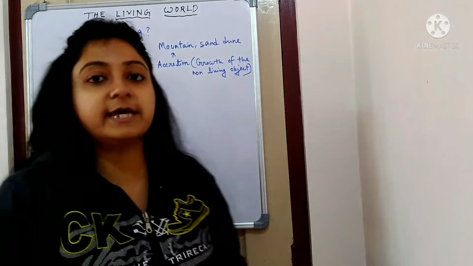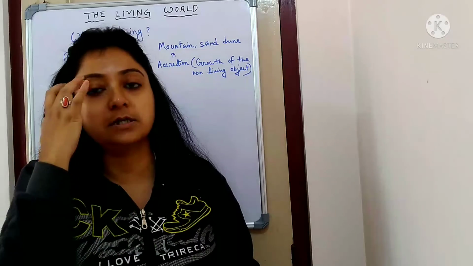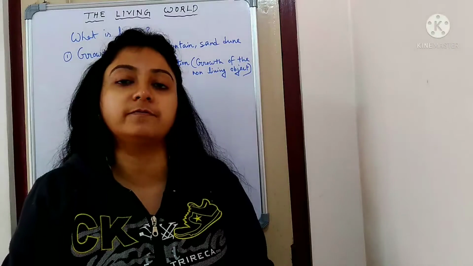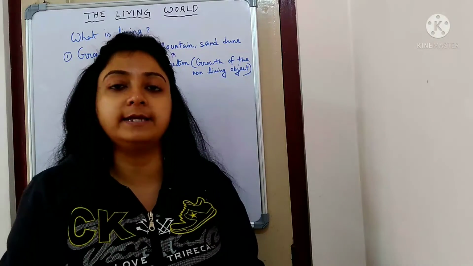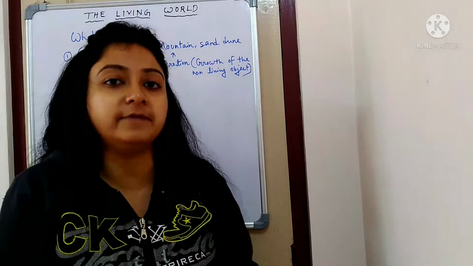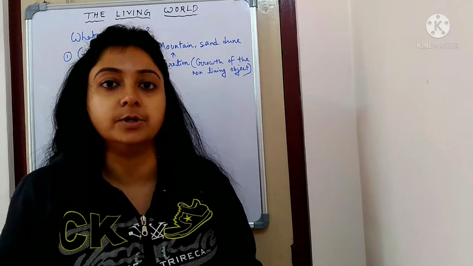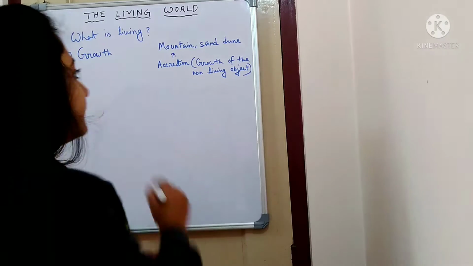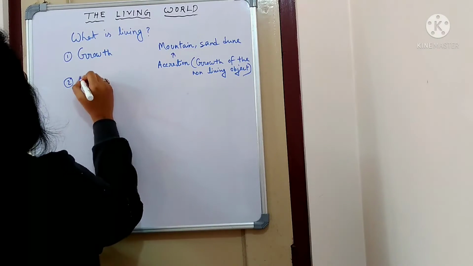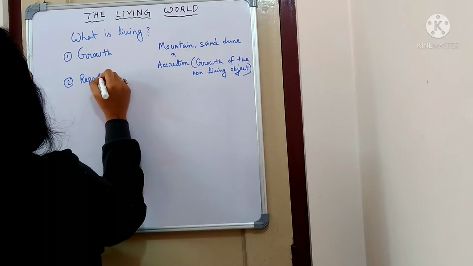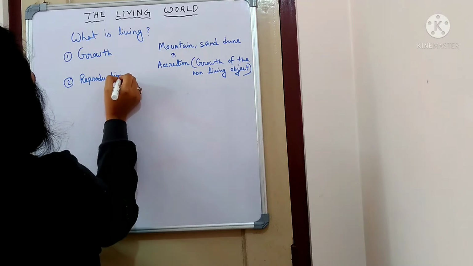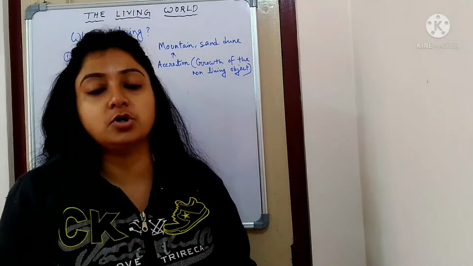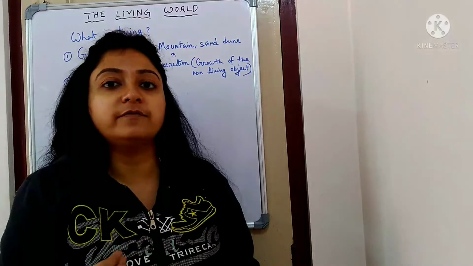So as we can see, growth is seen in both living and non-living objects. That is why we cannot say that growth is the defining characteristic of the living property or the living organism. Similarly, in case of reproduction also, reproduction is the second character where we got confused, whether we can say reproduction is a defining property of a living organism or not. In this case also, we get a little bit confused.